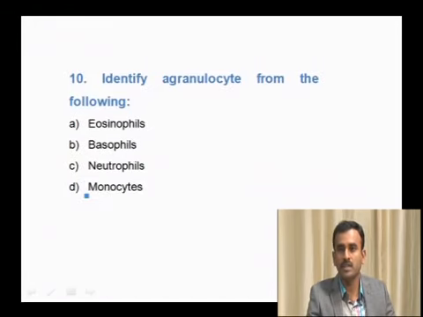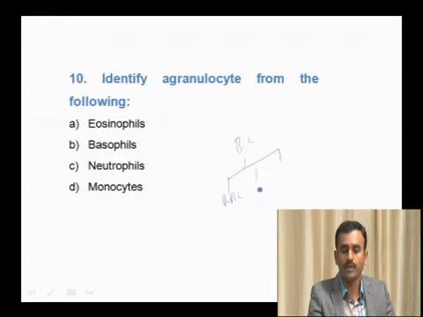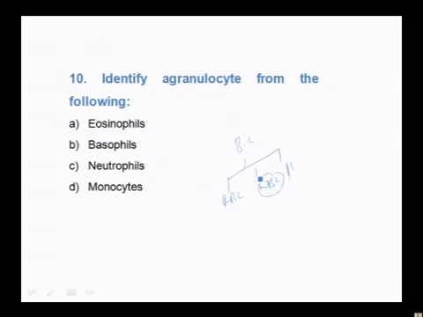Identify agranulocytes from the following. Granulocytes and agranulocytes are different types of blood cells. There are RBC, WBC and platelets. In WBC, two different types of cells are present. Granulocytes, which contain cytoplasmic granules after staining with specific acidic, basic or neutral stain, and the second one is agranulocytes. Both granulocytes and agranulocytes help in defense mechanism.